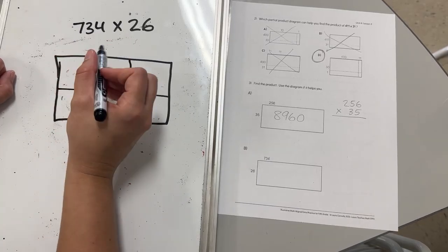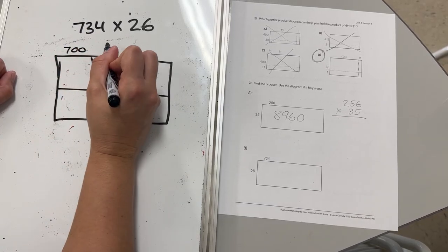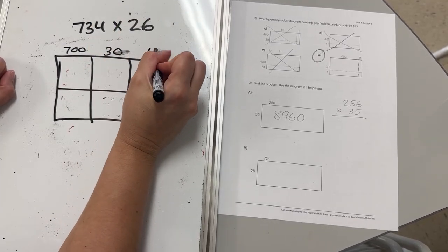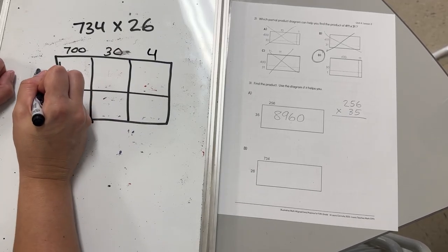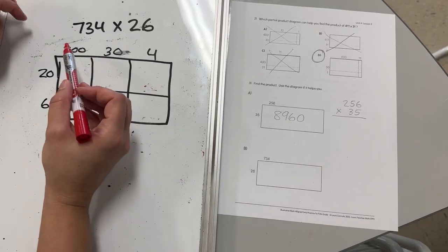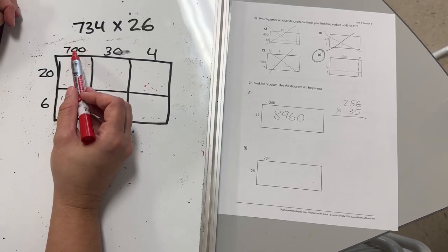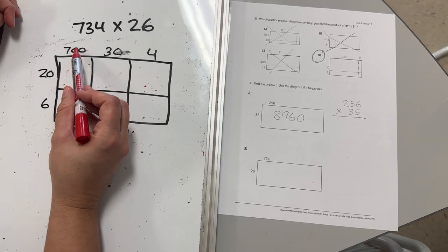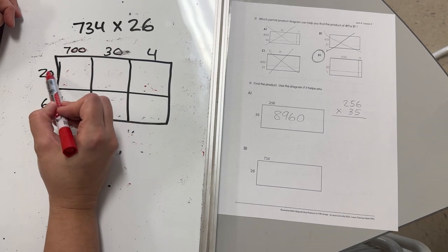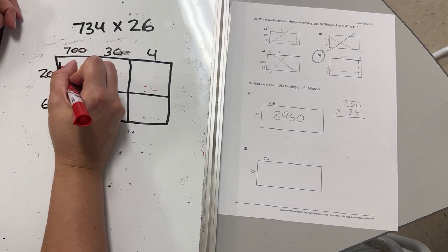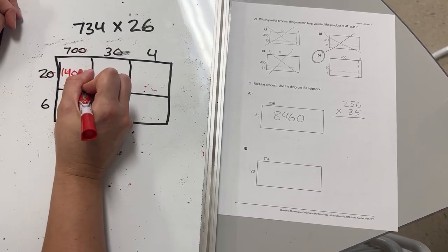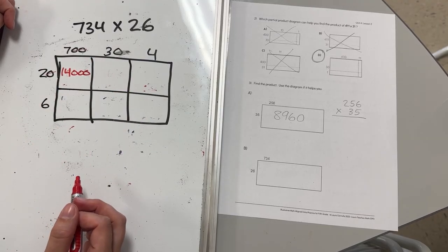I'll decompose 734 into 700, 30 and 4. And then I'll decompose 26 into 20 and 6. Starting in my first box, I have 700 times 20, looking up and looking left. Well, I can pretend like those zeros aren't even there, and I can do 7 times 2 to get 14. Then I can add 1, 2, 3 zeros to get 14,000.